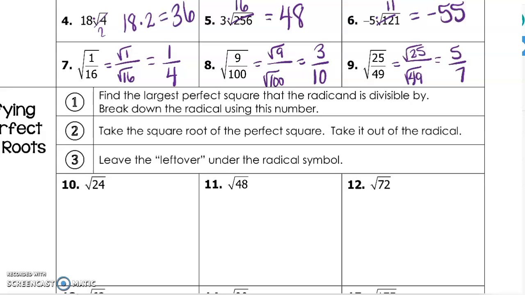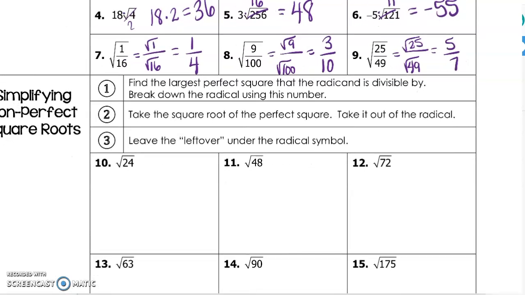These next ones, you are not going to have a perfect square. So if you try to type in the square root of 24, you are going to get a decimal that you're not able to change to a fraction. So the steps are right there. This is where that little sheet of paper with all the perfect squares is going to come in handy. So the first thing you need to do is find the largest perfect square that the radicand, so that's 24, the number inside, can be divisible by.